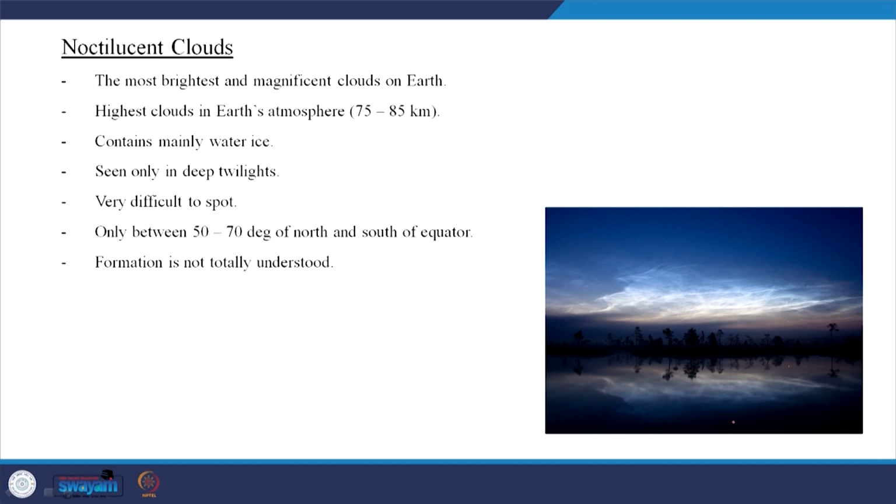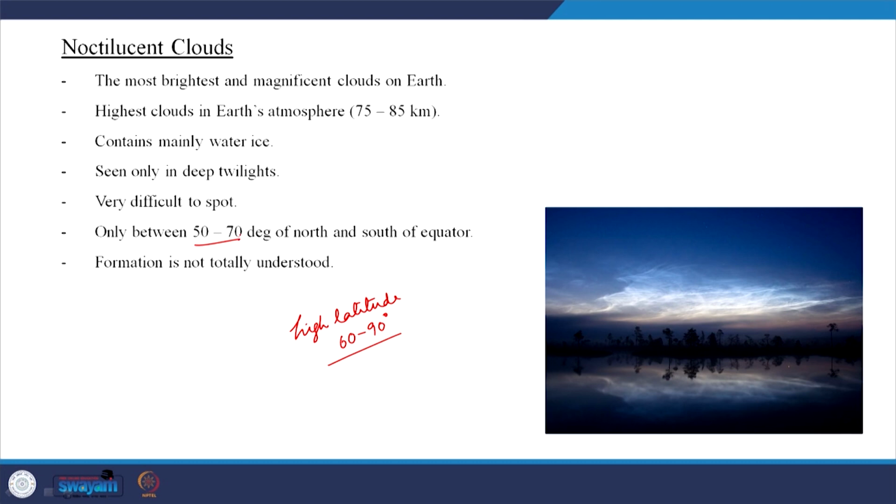Twilight is a period of time when the sun is below the horizon, and still you will find illumination. They are very difficult to spot and identify. The sightings are very rare, and they occur only between 50 to 70 degrees north and south of the equator. So, they are clouds which form in the high latitudes. High latitudes are generally 60 to 90 degrees.